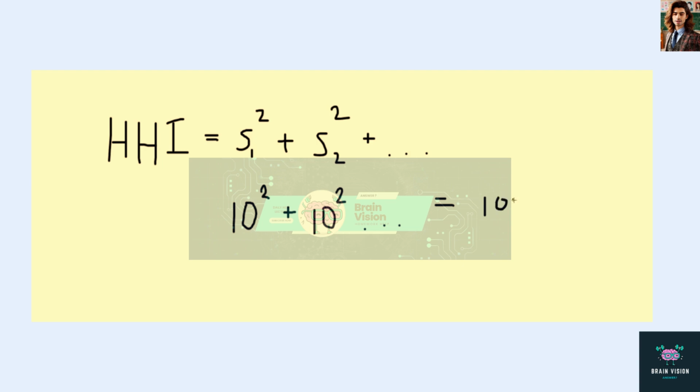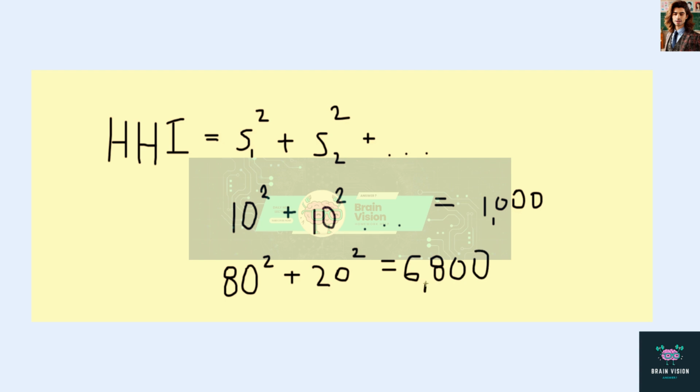Now, let's compare that to a market where there are only 2 firms, and one of them has a market share of 80%. So this is a huge firm. They control a lot of this market. And then the other firm has a share of 20%. So you would add up the squares of both of these shares, and what you would get is 6,800. Now that's a lot larger than the one where we have a lot more firms with less market power.